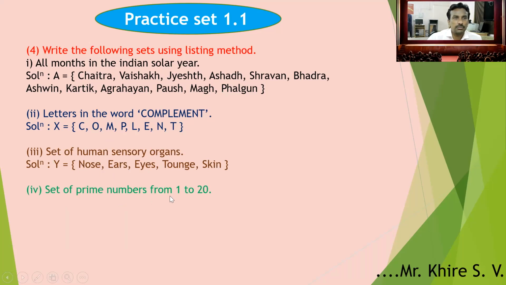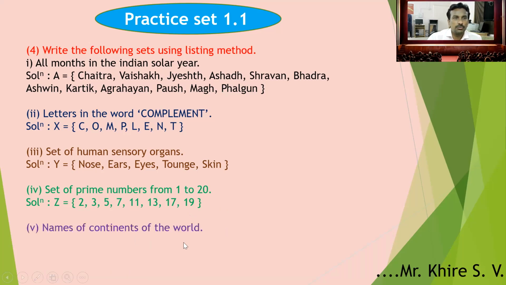Set of prime numbers from 1 to 20. Z is the set of prime numbers from 1 to 20. Prime numbers have only the divisors 1 and the number itself. That is 2, 3, 5, 7, 11, 13, 17 and 19. This is the set of prime numbers from 1 to 20.